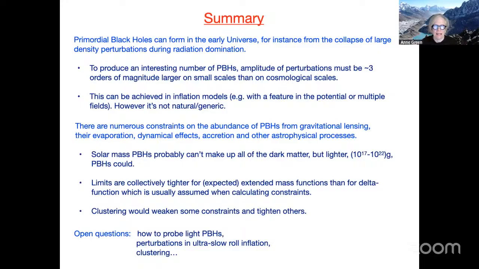So an accurate calculation of the primordial black hole mass function is important for ascertaining whether that asteroid window really is open. Clustering is important. We know it's going to happen to some extent, and it will weaken some constraints and tighten others. So in my opinion, the key open questions in the field are how to probe light primordial black holes, accurate calculation of perturbations from ultra-slow roll inflation, and hence accurate calculations of the mass function, and then also the clustering, how much of it we have at the present day and how it affects constraints. So that's it. Thank you.